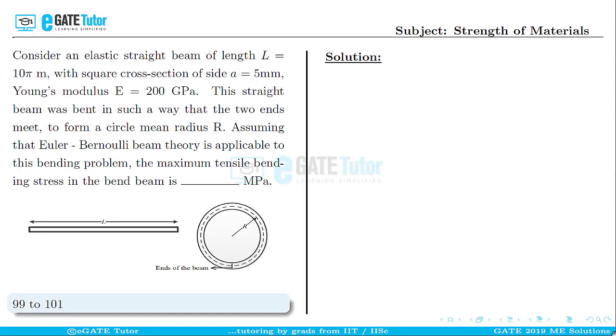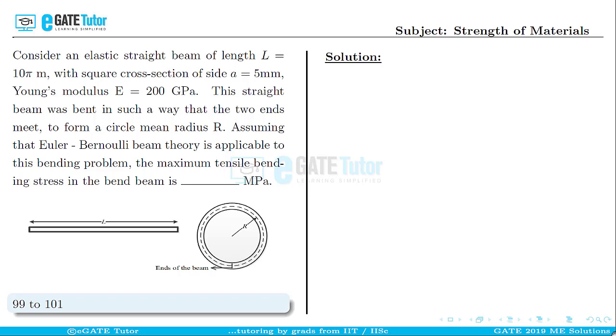This question is from strength of materials for 2 marks. Consider an elastic straight beam of length L is equal to 10 pi meters with square cross section of side A is equal to 5 mm. Young's modulus E is equal to 200 gigapascal. This straight beam was bent in such a way that two ends meet to form a circle of mean radius r.